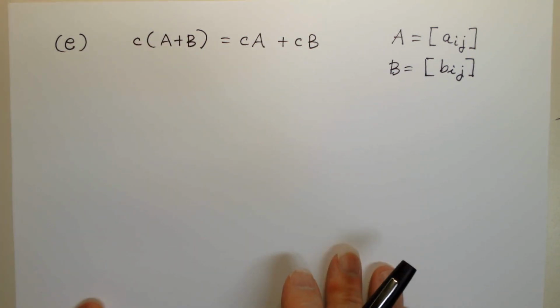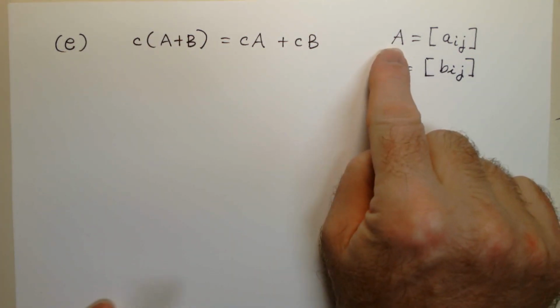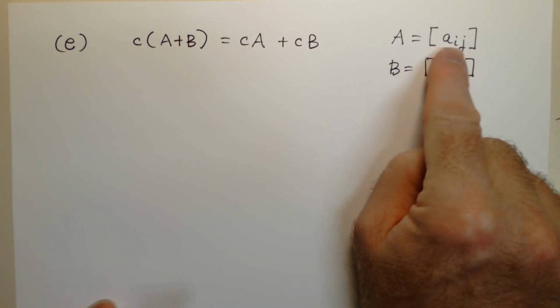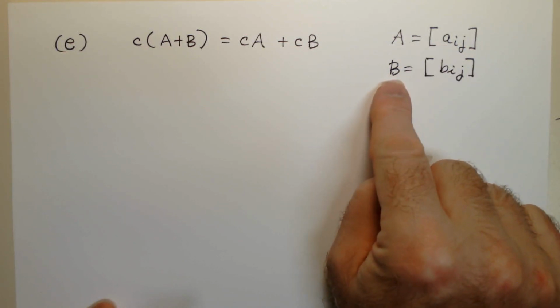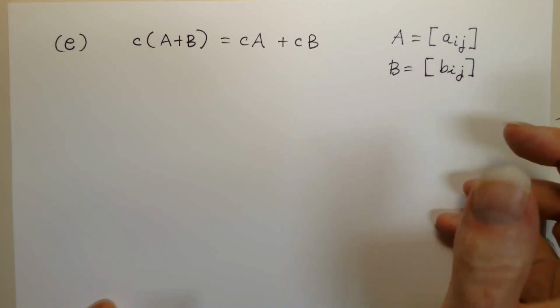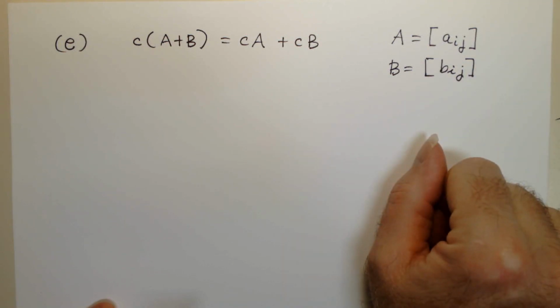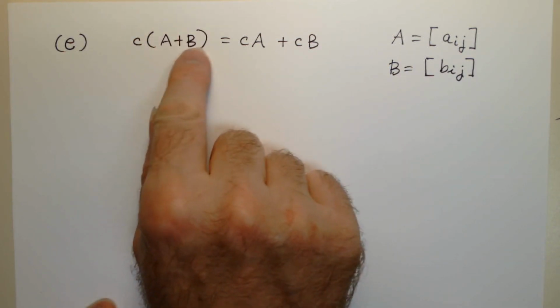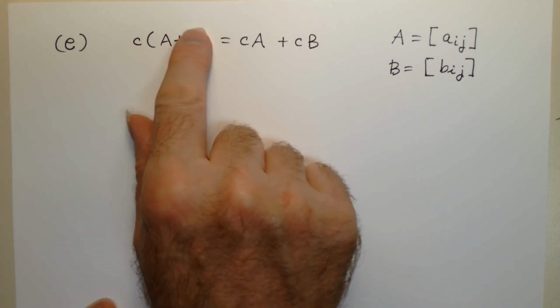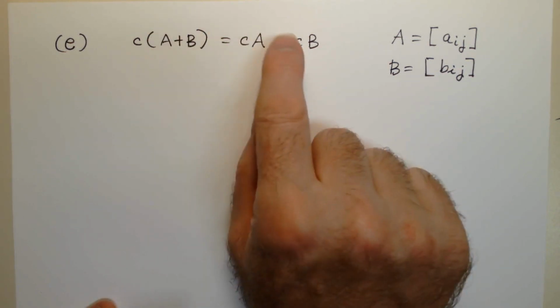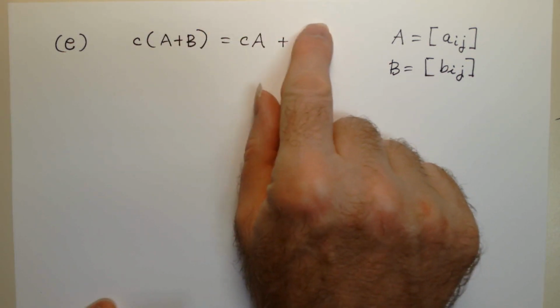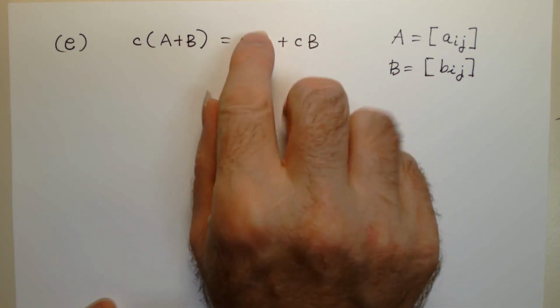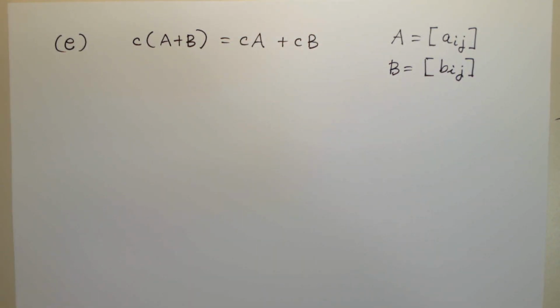Now, we'll use the following conventions throughout. We'll assume that the matrix capital A has generic entries little aij, and we'll assume that the matrix B has generic entries little bij. And what we're going to do, and there's many ways we could do this, what we'll show is that the entry in row I and column J of this matrix on the left is the same as the element that sits in row I and column J of this matrix on the right. So we just have to work out the ij entries of the left and the right hand sides and show that they're equal to each other.